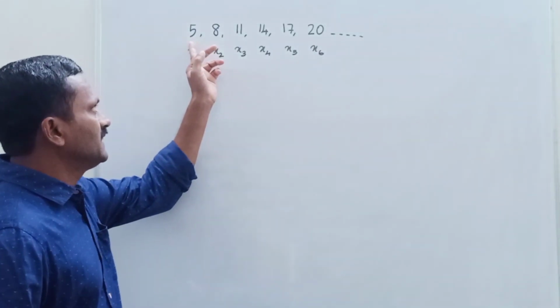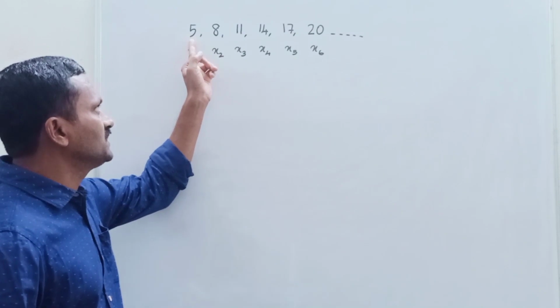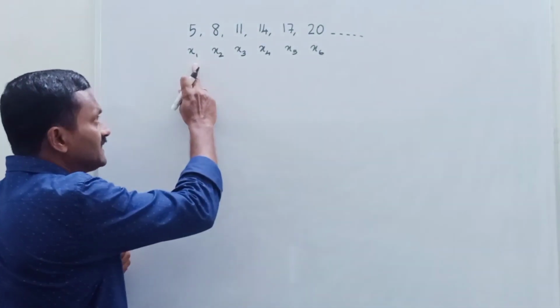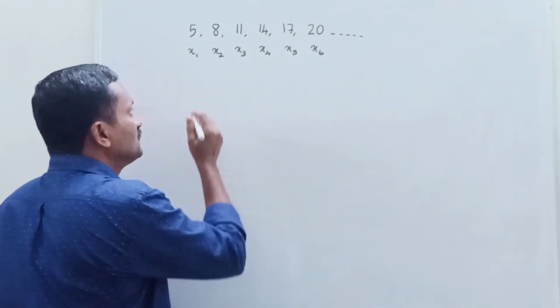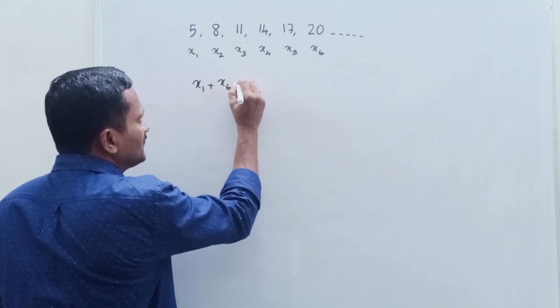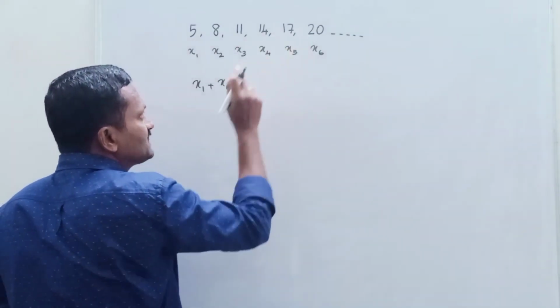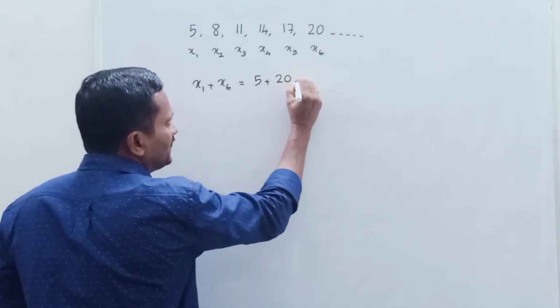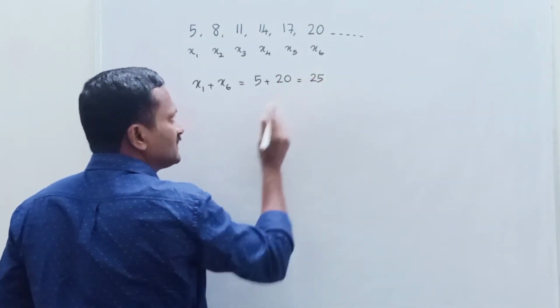Let's consider an arithmetic sequence starting with 5, common difference 3. Here I take the pairwise sum. For this, take the first and sixth term. What is the sum of the first and sixth term? That is 5 plus 20 equal to 25.